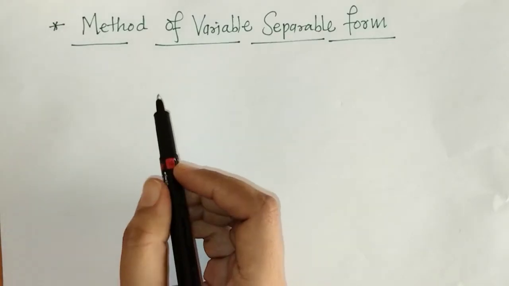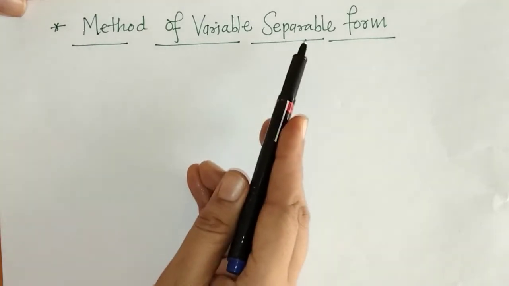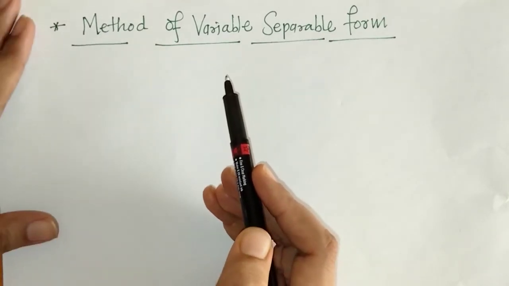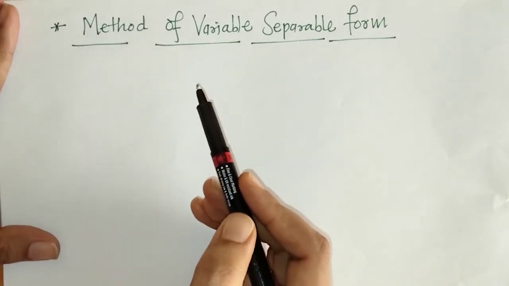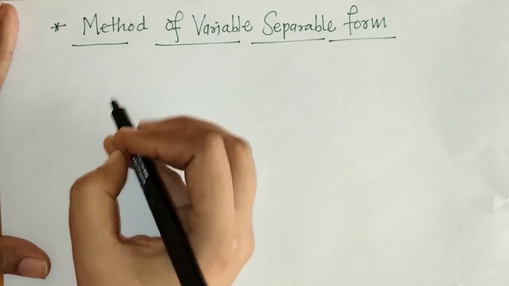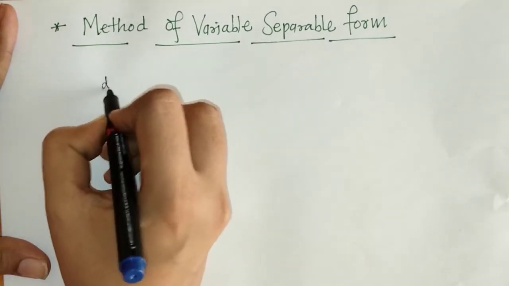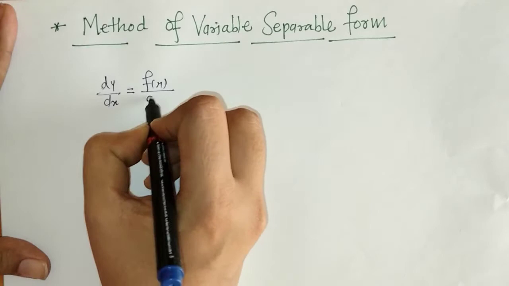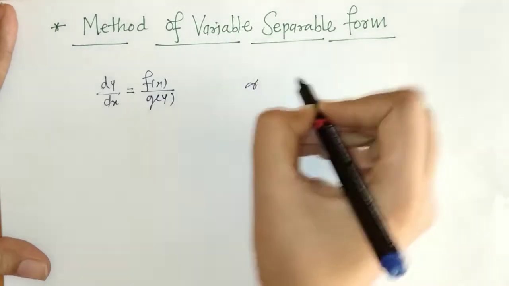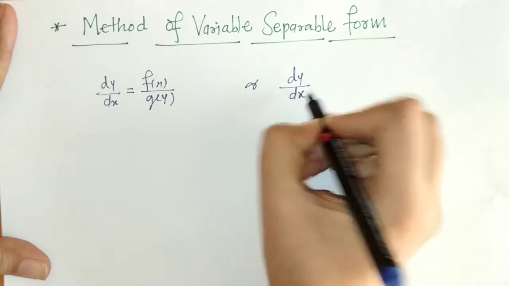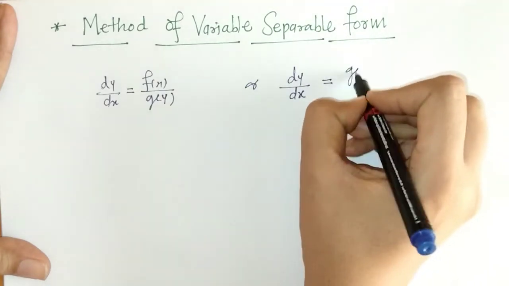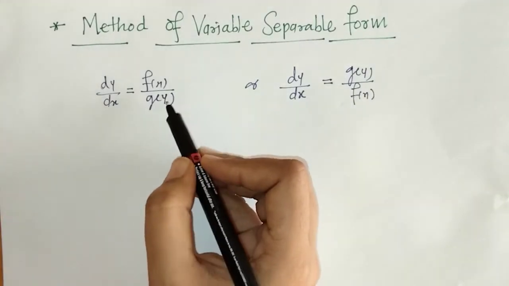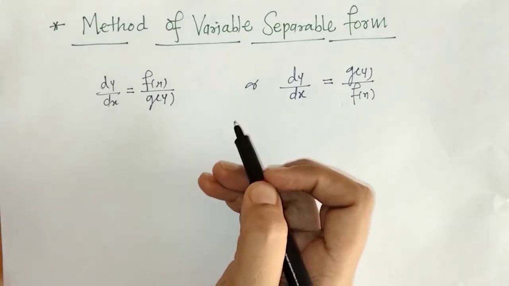Hello everyone. Today we are going to see the method of variable separable form to solve ODE of first order and first degree. Many times we can reduce an ODE of first order and first degree to the form dy/dx = f(x)/g(y), or to the form dy/dx = g(y)/f(x), where f(x) and g(y) are functions of x and y.